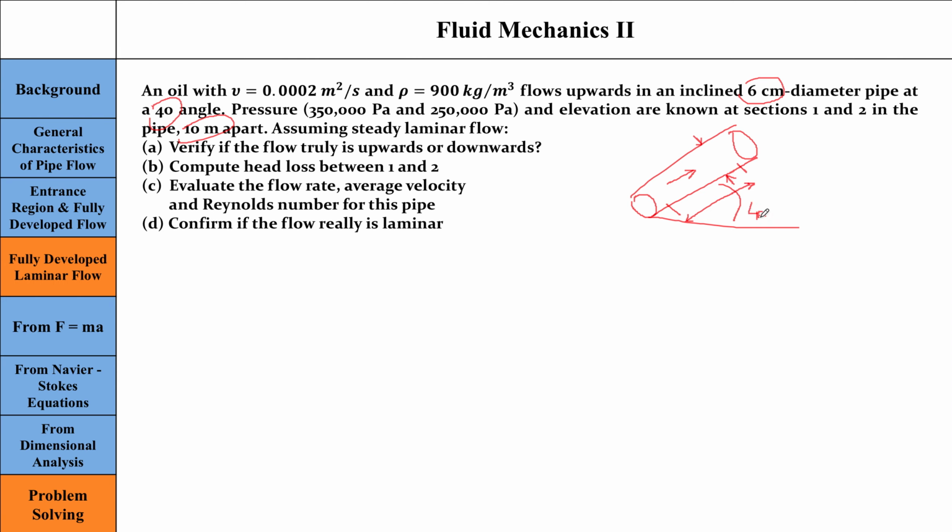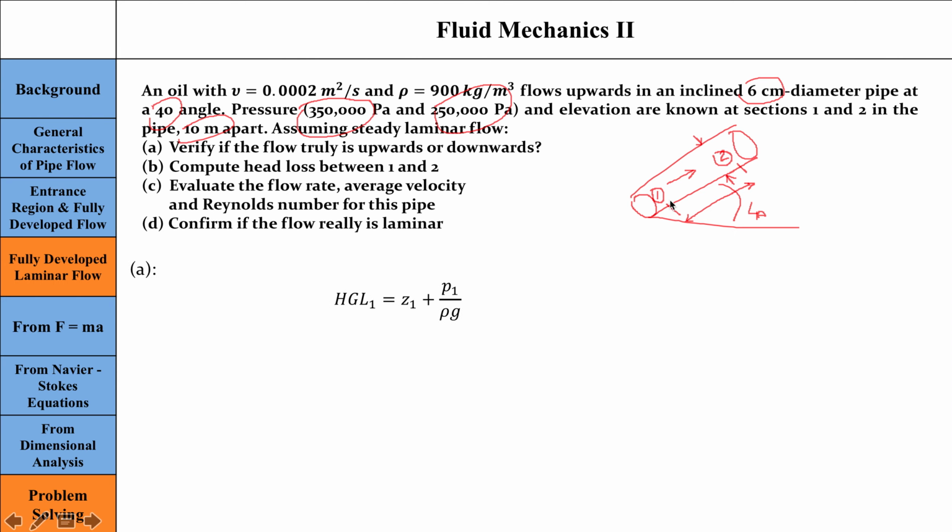What else is given to me? I've got pressure at 1 here, because I'm calling this 1, and over here this section is 2. So I've got pressure at 1 given to me, which is this one, and I've got pressure at 2 given to me, which is this. I've got the fluid characteristics given to me in terms of viscosity and density. So that's what's given to us. And now to verify if the flow is upwards or not, we are going to go with what we just discussed, the hydraulic grade line, HGL.